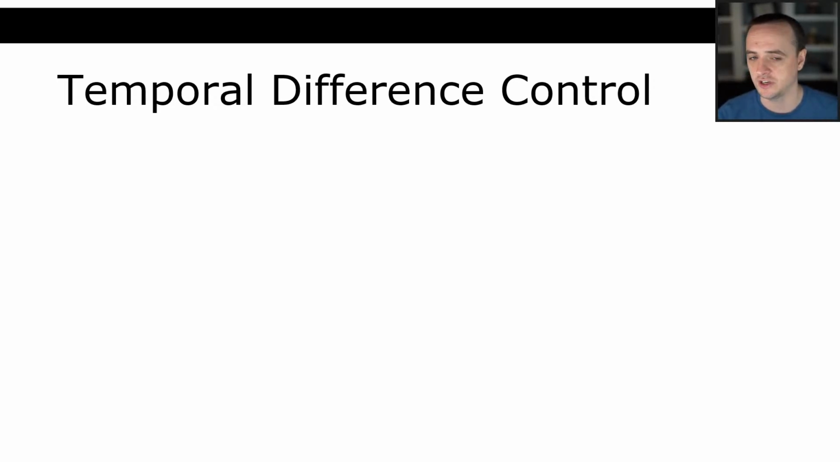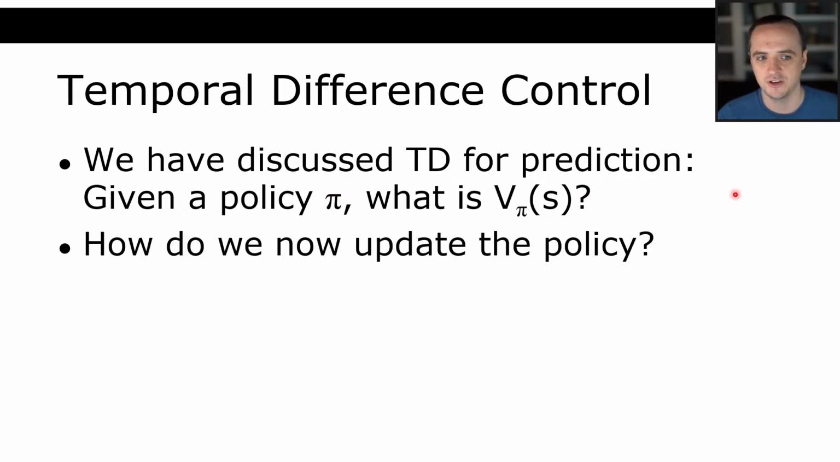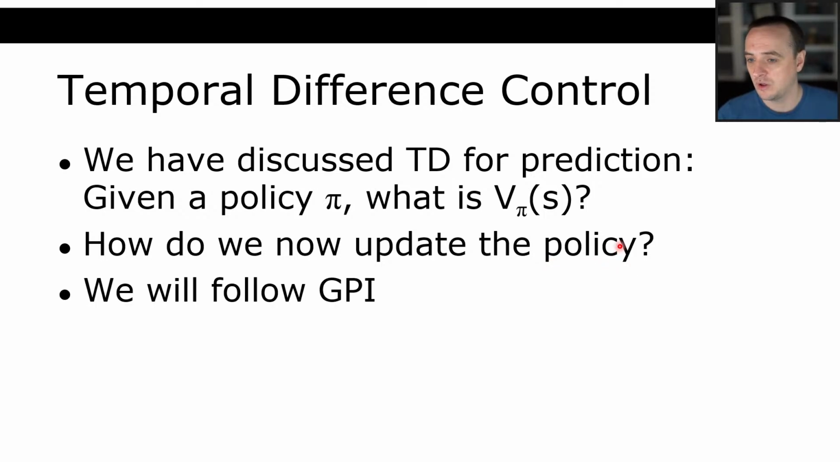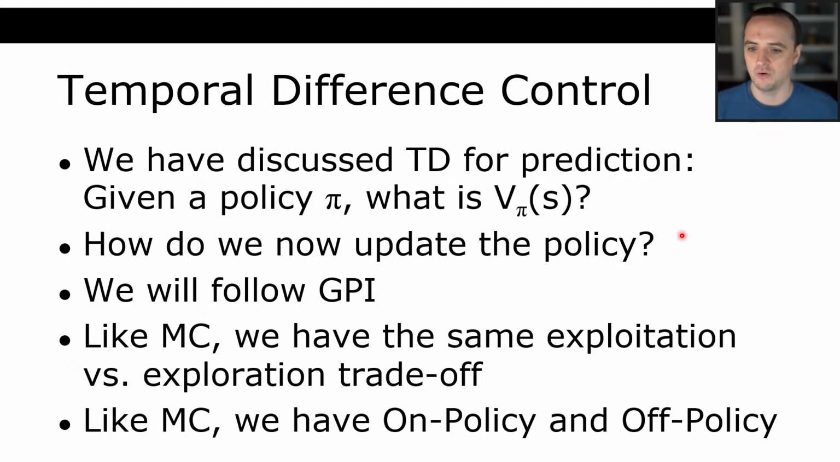How do we do TD control? Well, we've discussed TD for prediction, which is, given a policy, what is the value of that policy at a given state? How do we now update the policy? Well, we just follow GPI. We've already talked about GPI. So like Monte Carlo, we have the same exploration versus exploitation trade-off. And like Monte Carlo, we also have on-policy and off-policy.